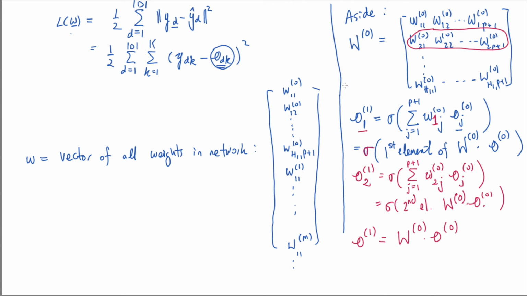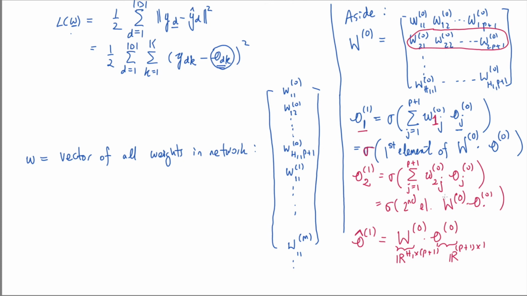Now there's a subtlety here I want you to be aware of if you're actually going to implement this. I'm going to call this O hat 1 instead of O1. The reason is, if you look at W0, this is a matrix of H1 by P plus 1. The shape of O0 is P plus 1 by 1. It's just a vector with P plus 1 elements, P features plus 1 for the bias.